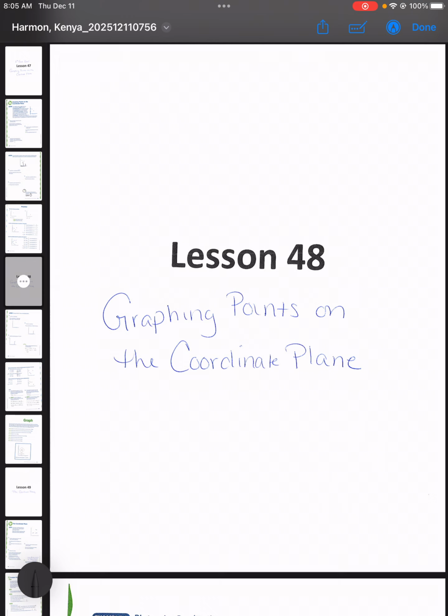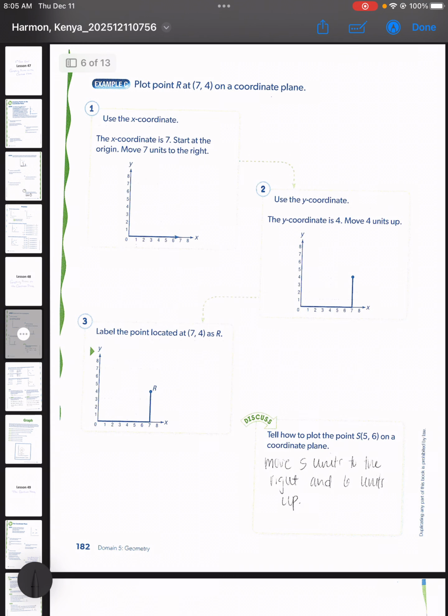As you move into lesson 48 the next day, now students are not just going to identify points, they are going to graph the points. So in this first example, we are plotting the point 7 and 4. This is when it's really critical to first label your X and your Y. And then follow the steps in the example.